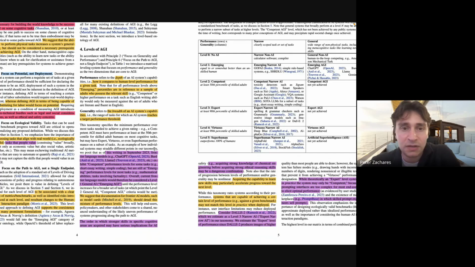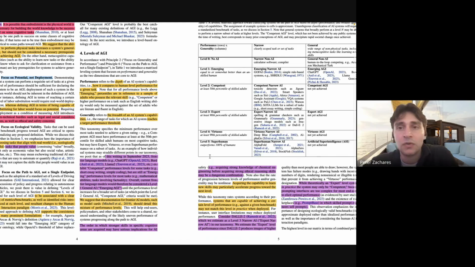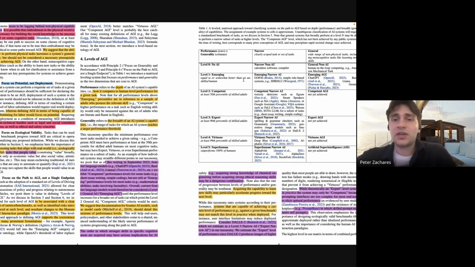And then they give some good examples, which I thought I would bring here. As of writing this in September 2023, frontier language models like ChatGPT, Bard, and Llama 2 exhibit competent performance on some tasks, e.g. short essay writing, simple coding, but they are still at emergent performance levels for most tasks.